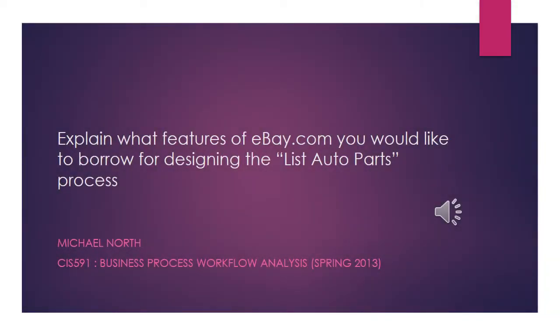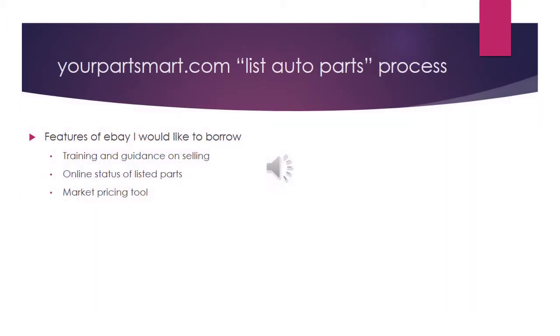For this assignment, I chose the topic of explain what features of eBay you would like to borrow for designing the list auto parts process. There are 3 items that I would like to borrow from the eBay part listing process. The items I have chosen are actually supplemental tools that result in a simple process for the seller to follow. These 3 items are training and guidance on how to sell items to an online audience, online status of listed parts, and a market pricing tool that allows the seller to set a competitive price.